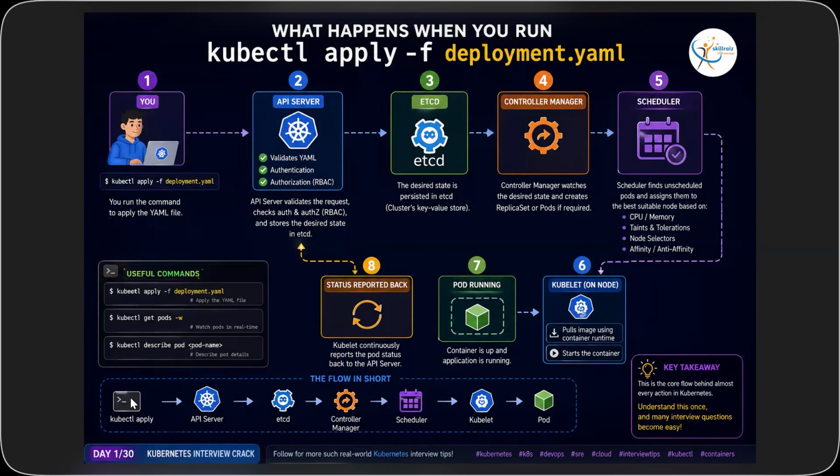The workflow, if you observe: whenever a user runs kubectl apply, the request goes to the API server. API server will authenticate and validate. Then it informs etcd, the database, then it goes to the controller manager, then the scheduler will decide where to deploy, which node to schedule. Then on that node, we have a kubelet, which is responsible for pulling the image, and based on the container runtime, it will start the pod.